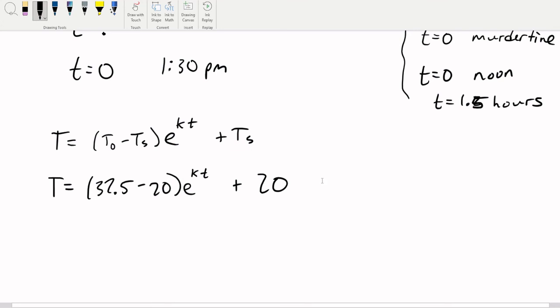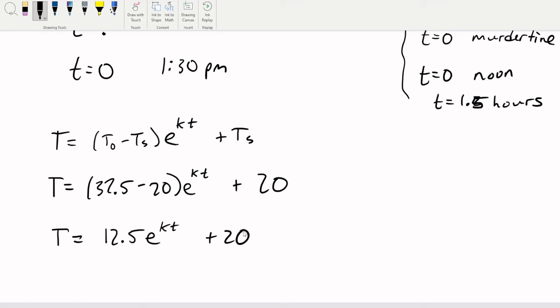Okay, so we're cooking a little bit here. We got some stuff going. So this is 12.5 e to the kt plus 20. Okay, so there you go. That's going to be our formula. So, all right, that's not too bad to start.